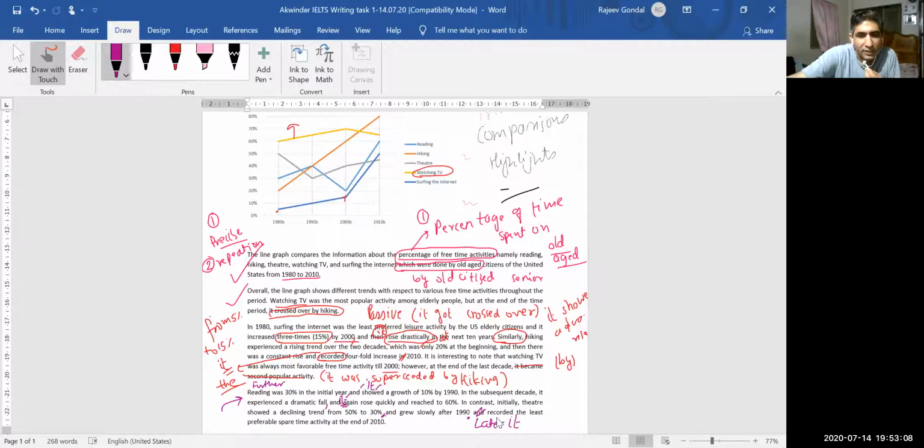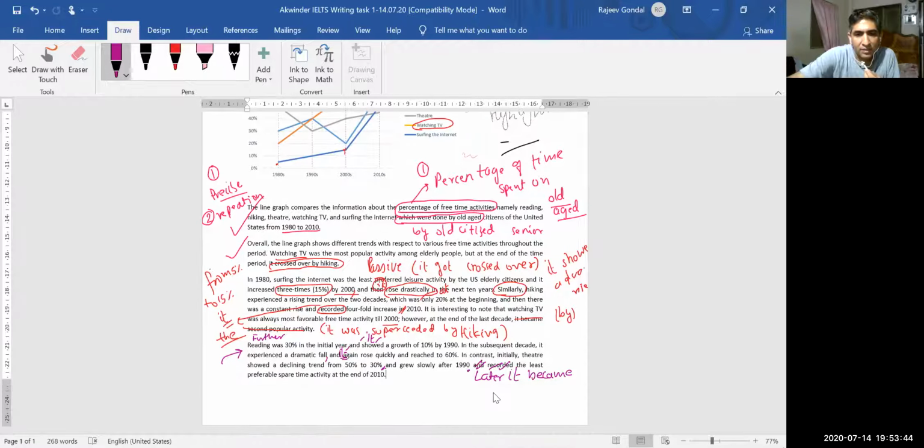Later, it recorded the least preferable spare... It recorded. No, it did not record it. Later, it became... not recorded. So instead of recorded, you can say it became the least preferable spare time activity. Least preferable spare time activity is also fine, but then least preferred looks more idiomatic. It became the least preferred spare time activity at the end of 2010. So this is overall written in a very nice way.